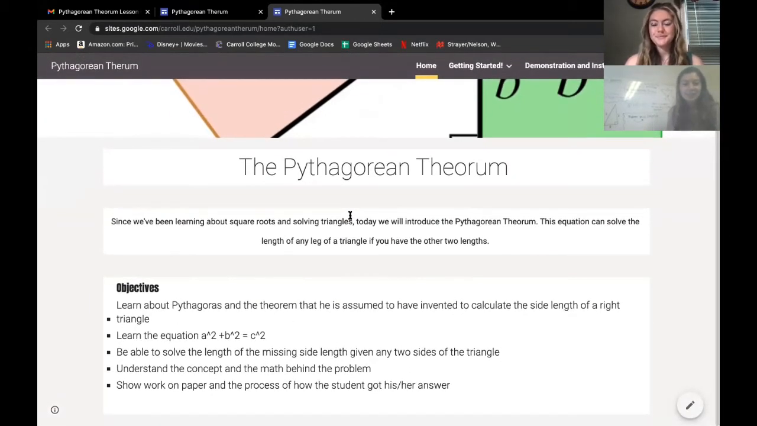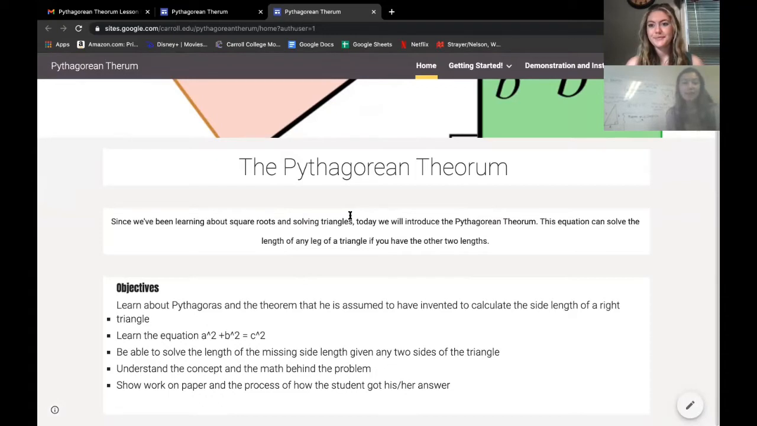All right, so some objectives that we have: we're going to learn about the person who hypothetically created the theory. We'll learn about that more later. We're going to use this fun equation, a squared plus b squared equals c squared. And you're going to be able to solve, as Ms. Gingrich said, the missing side length given any of the other two.